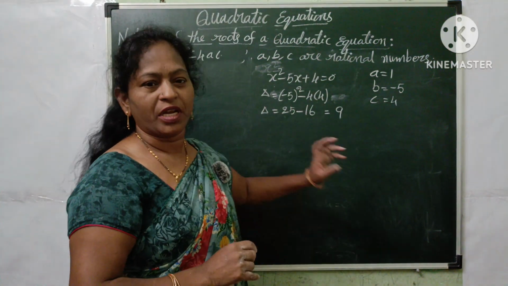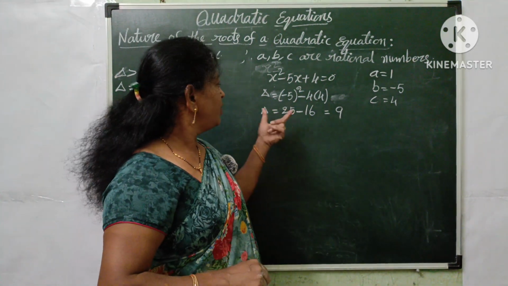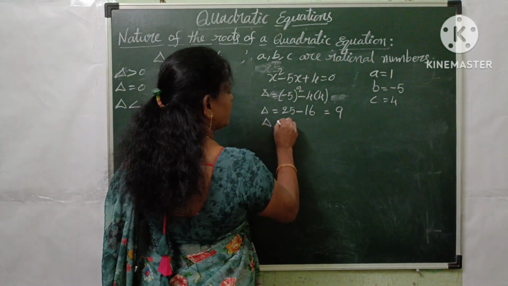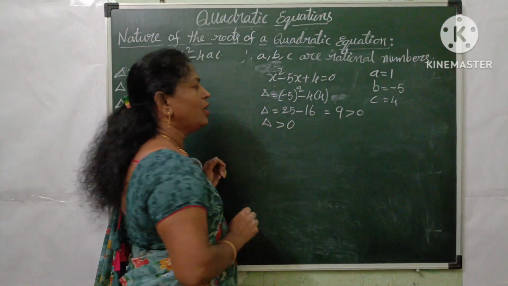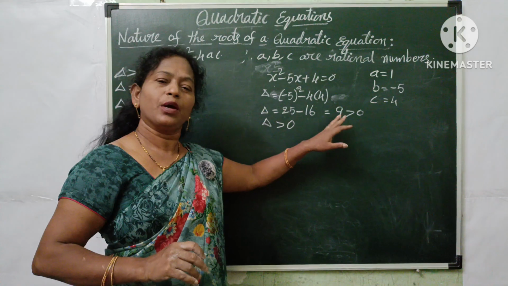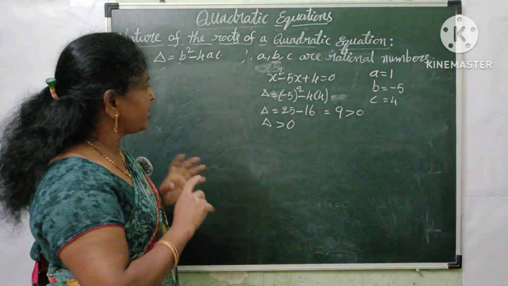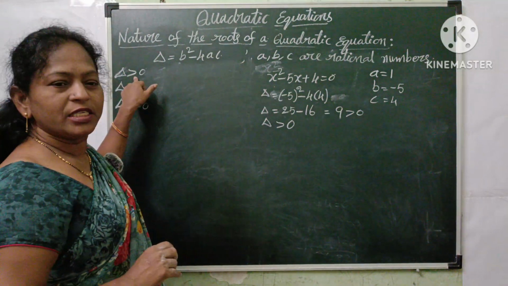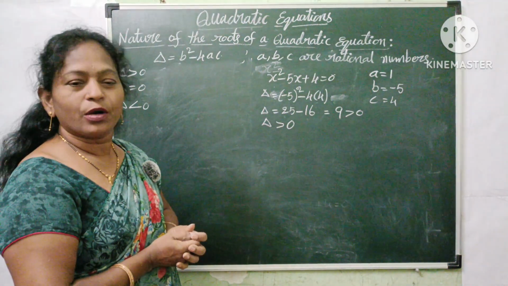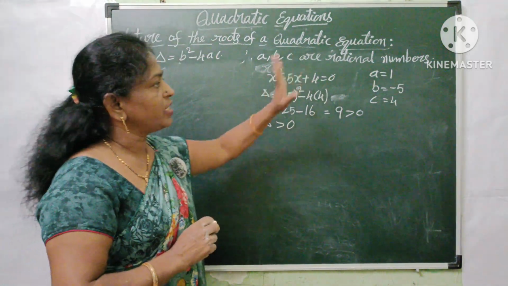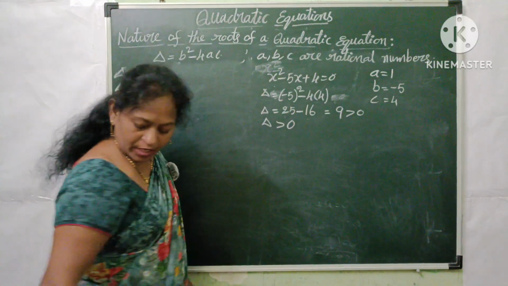9 is the square of 3. So 9 is a perfect square of 3. So here delta is greater than 0, and it is a perfect square, then the roots are rational and distinct. Next, same condition, delta greater than 0 but not a perfect square, then the roots are not rational numbers, they are irrational. That also we see with one example.